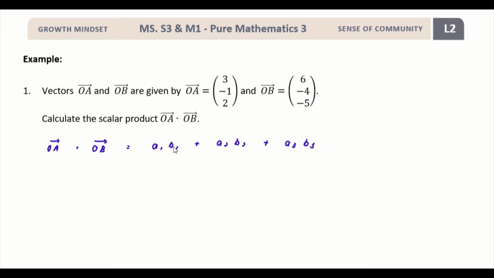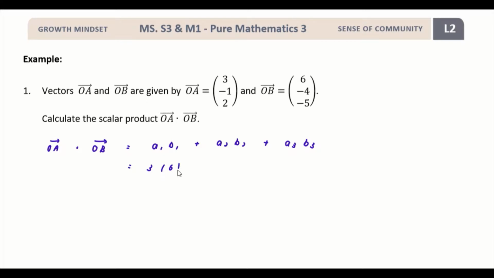Okay, so A1 and B1 is basically your first vector, the I part, and then your first vector, the J part, and the second vector, the J part, and A2, B2. So it will be quite easy to see when the question gives it to you in the form of unit vectors. So basically it's like 3 times 6.